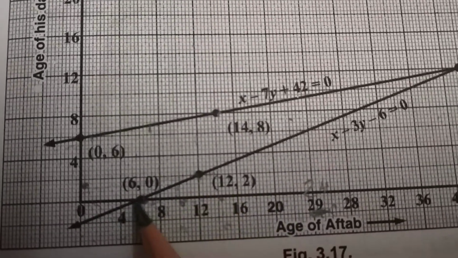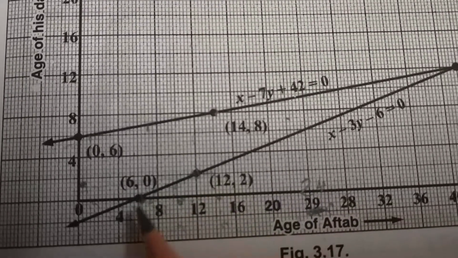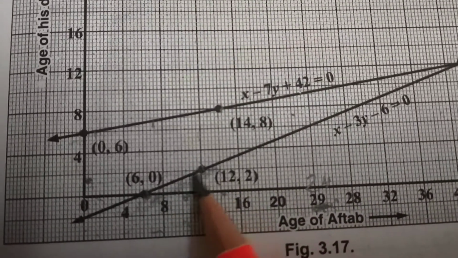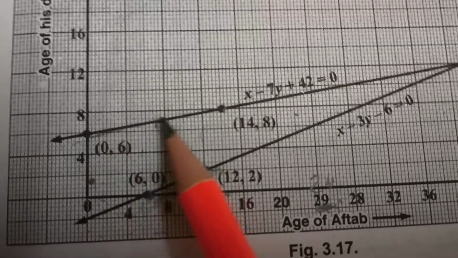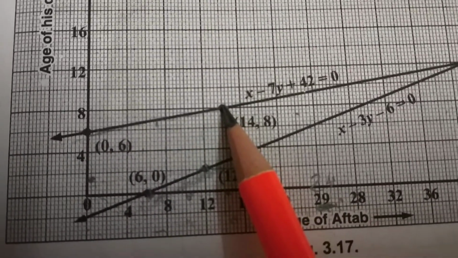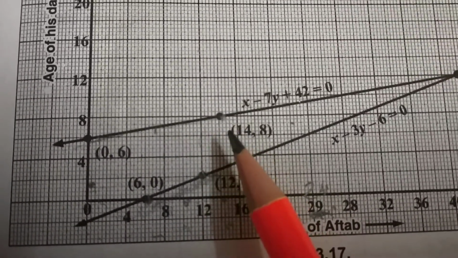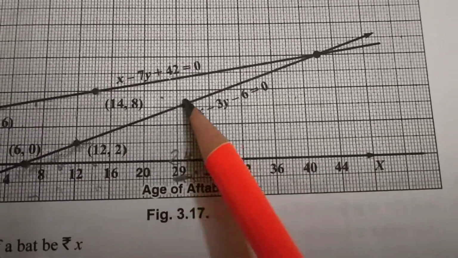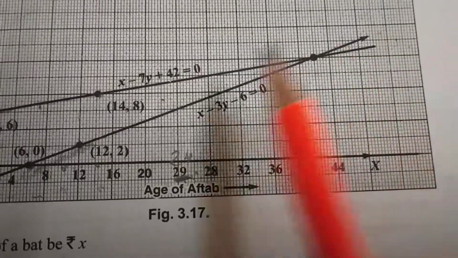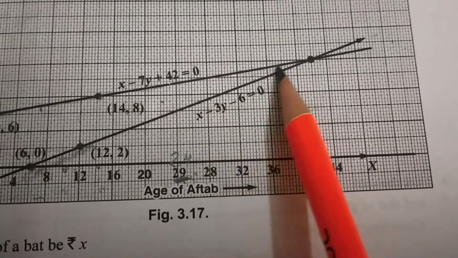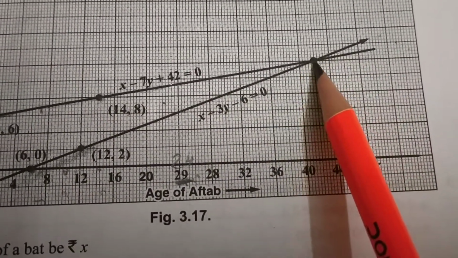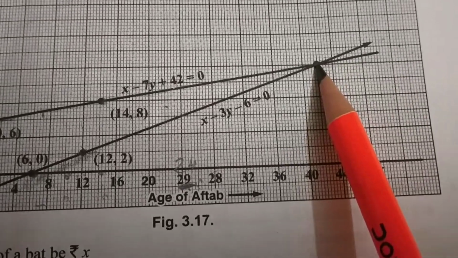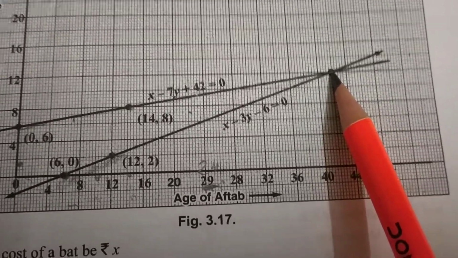So now we can join this. And one more thing, when you join it, you will get this line till here and this line till here. But we need to extend them until they intersect each other. So we will produce this line, and in the same way we will produce this line. Wherever they both intersect each other, that is called the solution of the equation.